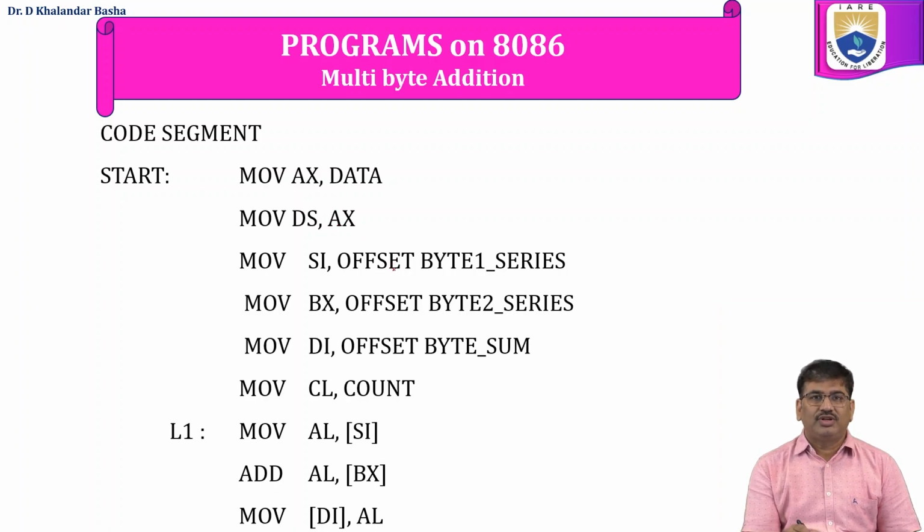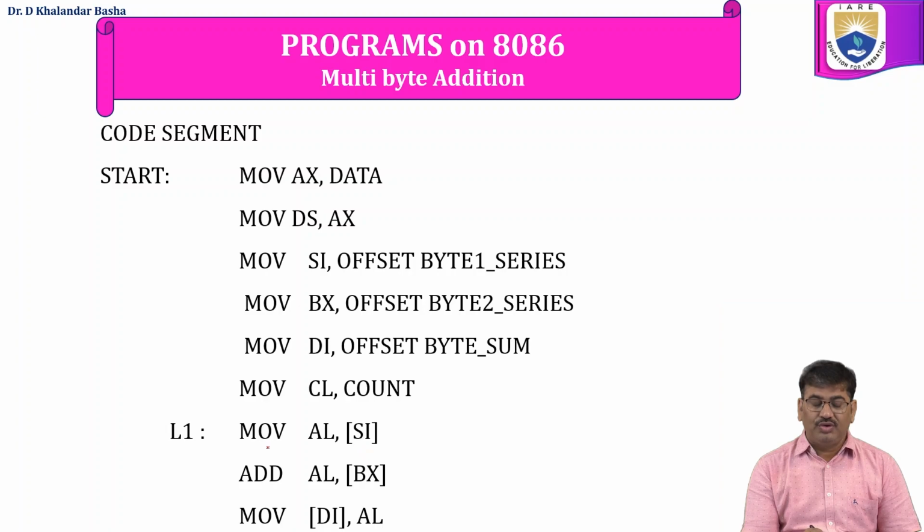Next we will fetch the first byte of the series into SI by using MOV SI, offset of byte 1 series. Similarly for byte 2 series, the offset value will be loaded into BX by using MOV BX, offset of byte 2 series. Next the address of the target location where we are going to store the byte sum, the offset value, is loaded into DI register. How many bytes we are adding will be loaded into CL register.